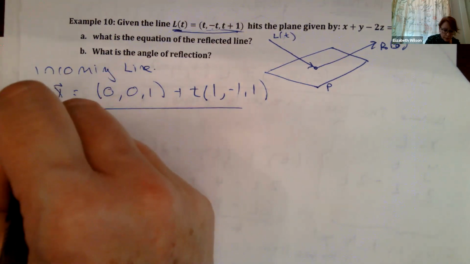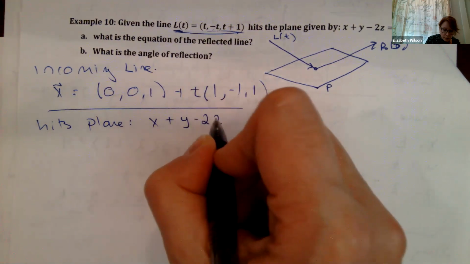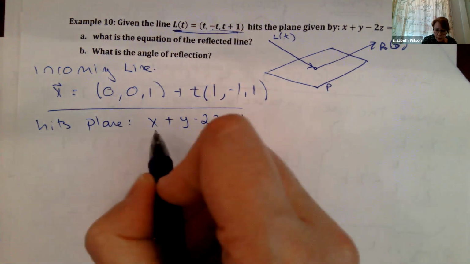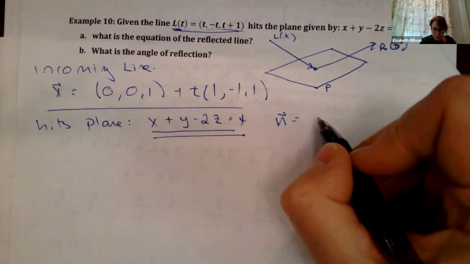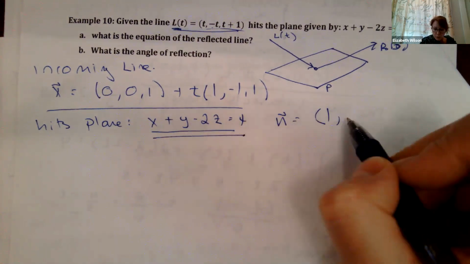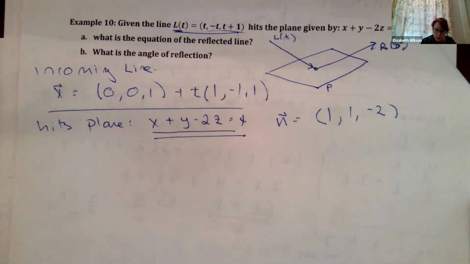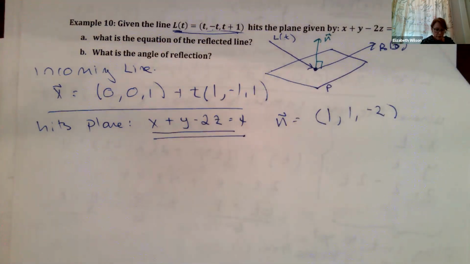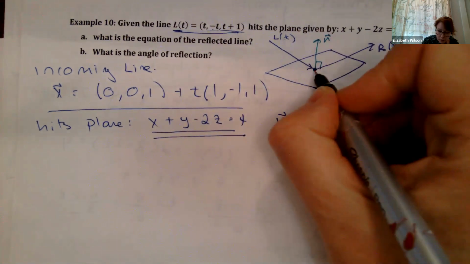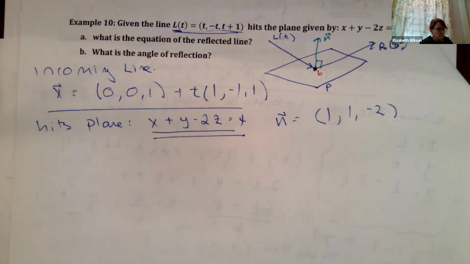Okay, and it hits the plane given by x plus y minus 2z equals 4. Here, I'm going to yank out the normal to my plane. This is my surface that I'm reflecting off of. The normal to my plane is the coefficients of x, y, and z: 1, 1, minus 2. I need to find the reflected line, so I need to do a couple things. I've got the normal. I need to find the point of reflection, the point of intersection, and then I have to find my projection. All right, so let's do it.